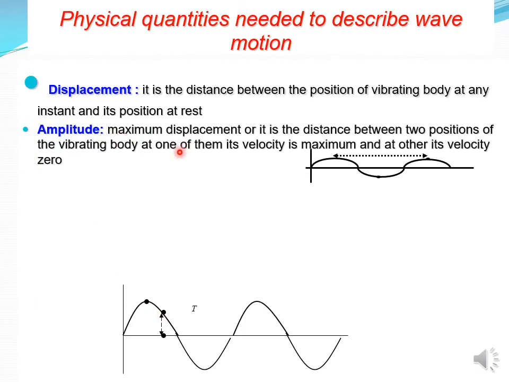Amplitude: maximum displacement, or it is the distance between two positions of the vibrating body. At one of them the velocity is maximum and at the other its velocity is zero. يعني هنا لما اخد البوينت دي عندي هنا maximum displacement، وبعدين البوينت دي عندي هنا البوزيشن at zero. The distance between them is called amplitude. يبقى الامبليتيود it is the distance between the position of vibrating body at rest and at maximum displacement. This is the amplitude.